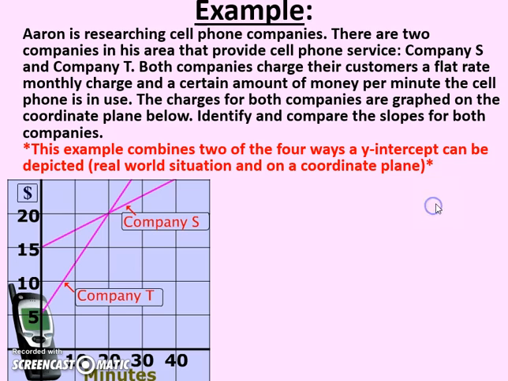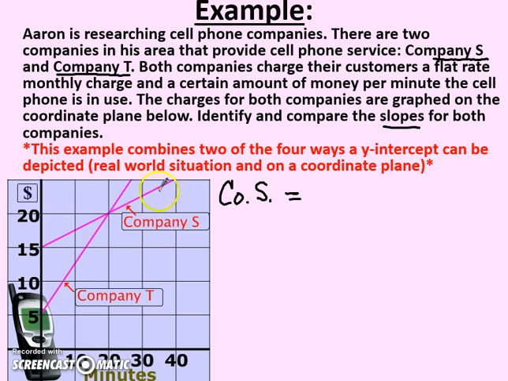Let's look at one more example. Aaron is researching cell phone companies. There are 2 companies in his area that provide cell phone service, Company S and Company T. Both companies charge their customers a flat rate monthly charge and a certain amount of money per minute the cell phone is in use. The charges for both companies are graphed on the coordinate plane below. We need to identify and compare the slopes for both companies. What we're looking at here is when we use minutes, how much does the cost go up, or how much does each minute cost? So let's begin with Company S.